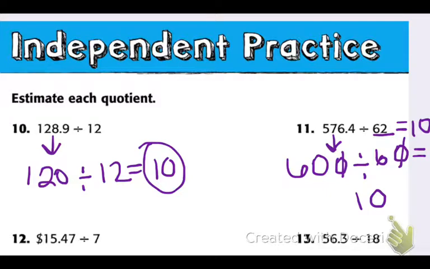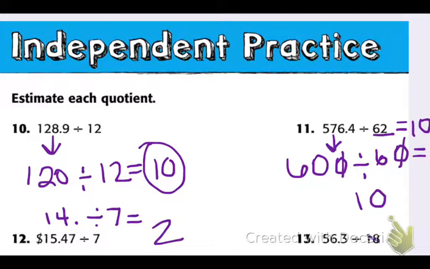Okay, down here on number 12, $15.47. Well, I'm going to use 14. It's a little bit less than $15.47, but again, I'm trying to do some mental math. And I know that 7 times 2 is 14. So it's around 2.